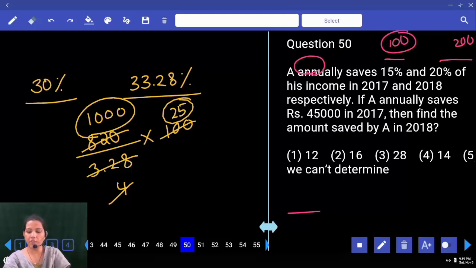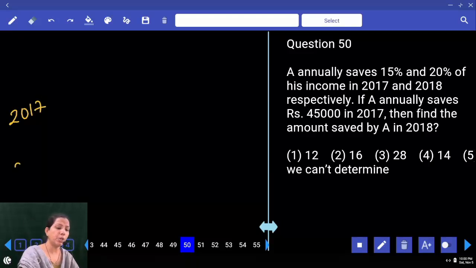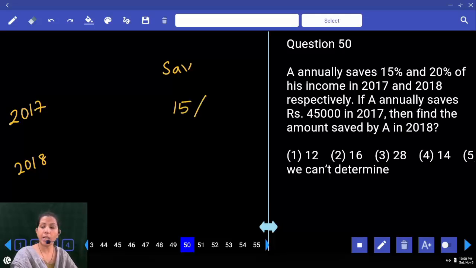Okay, next question number 50. A annually saves 15% and 20% of his income in 2017 and 2018. What is saving of 2017? 15%, and 2018 saving is equal to 20%.